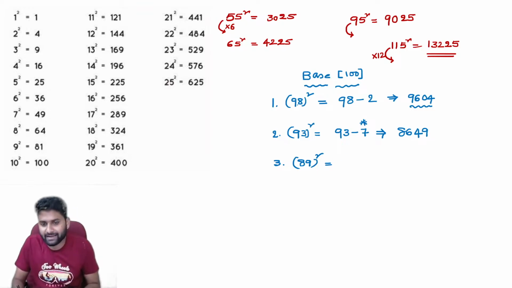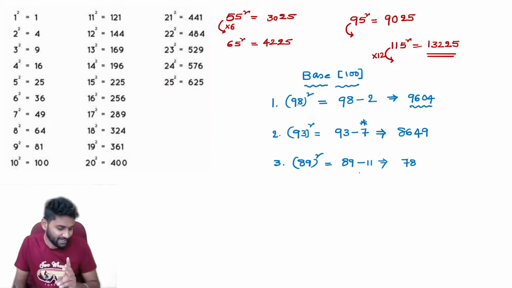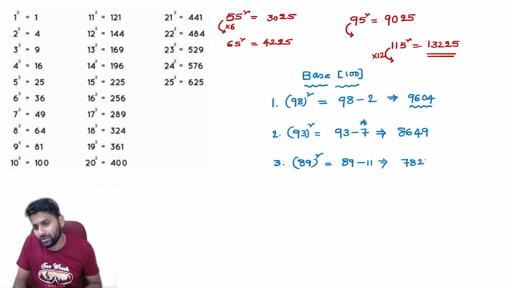Now see, 89 is less than 100 by 11 units. 89 minus 11 is equal to 78. Now, we are subtracting 11 units, so you have to consider the square of that number. 11 squared is 121. Yes, 121, write only two digits.